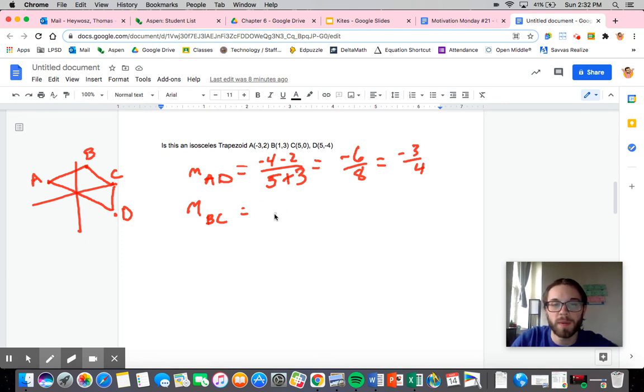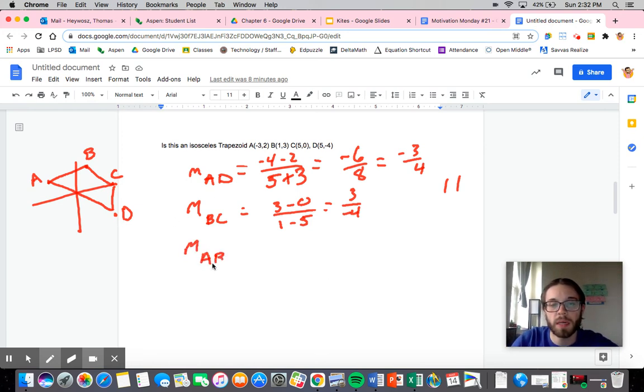All right, so BC would be what? 3 minus 0, 1 minus 5. So 3 over -4. So these are the same, so this is parallel. So these two are parallel. We do now need to confirm that these two will not be parallel. All right, so let's just confirm that.